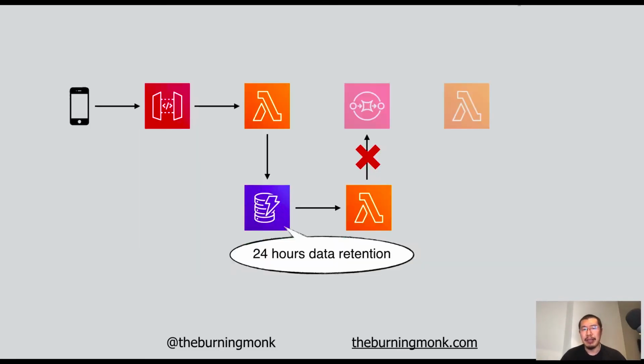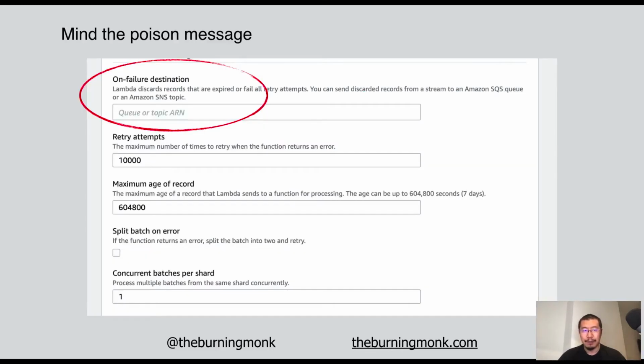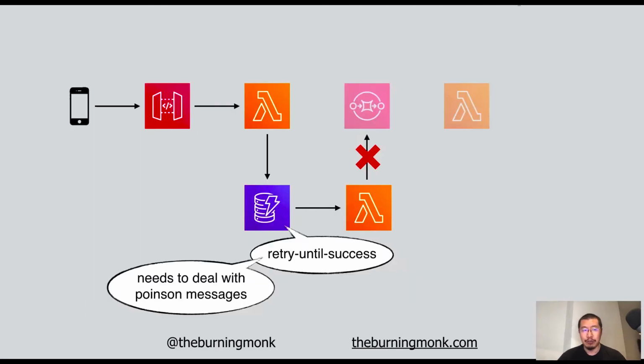The thing to keep in mind here is that DynamoDB Streams only keep data for 24 hours, and there's no way to extend that. So if it's possible for outages to last for more than 24 hours, then we need to have alerting in place so that we can deal with any issues quickly before any data loss. Or we can turn on the on-failure destination, which is a new feature that was introduced at re:Invent 2019. Essentially, this is the DLQ, or dead letter queue, for stream processing functions.